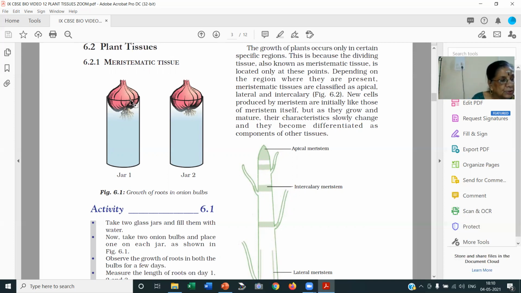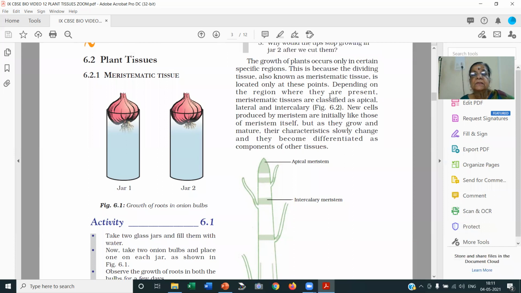Then the growth pattern in plants. Growth occurs only in certain specific regions. This is because the dividing tissue, also known as meristematic tissue, is located at specific regions. So depending on that, meristematic tissue is classified into apical, lateral, and intercalary meristem. They are apical, lateral, and intercalary meristem. Can you follow this?